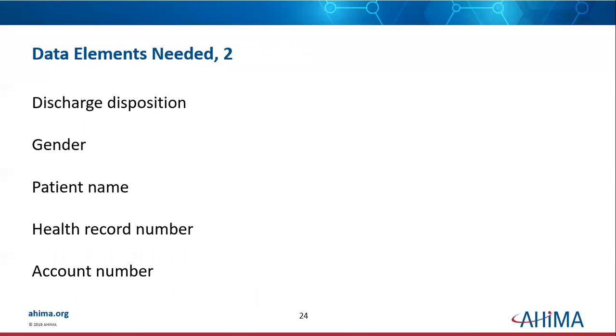All right, the other data elements are discharge disposition, gender, patient name, healthcare record, account number. Now, it should be noted that discharge disposition is a vital data element that must be recorded. Reason being, if your discharge disposition is not recorded accurately, it can affect reimbursement to the facility. A case in point would be a patient who's discharged to a skilled nursing facility from an acute care setting. That level of service is now downgraded from acuity level of acute care to skilled nursing, which is a lower level of care in terms of acuity.